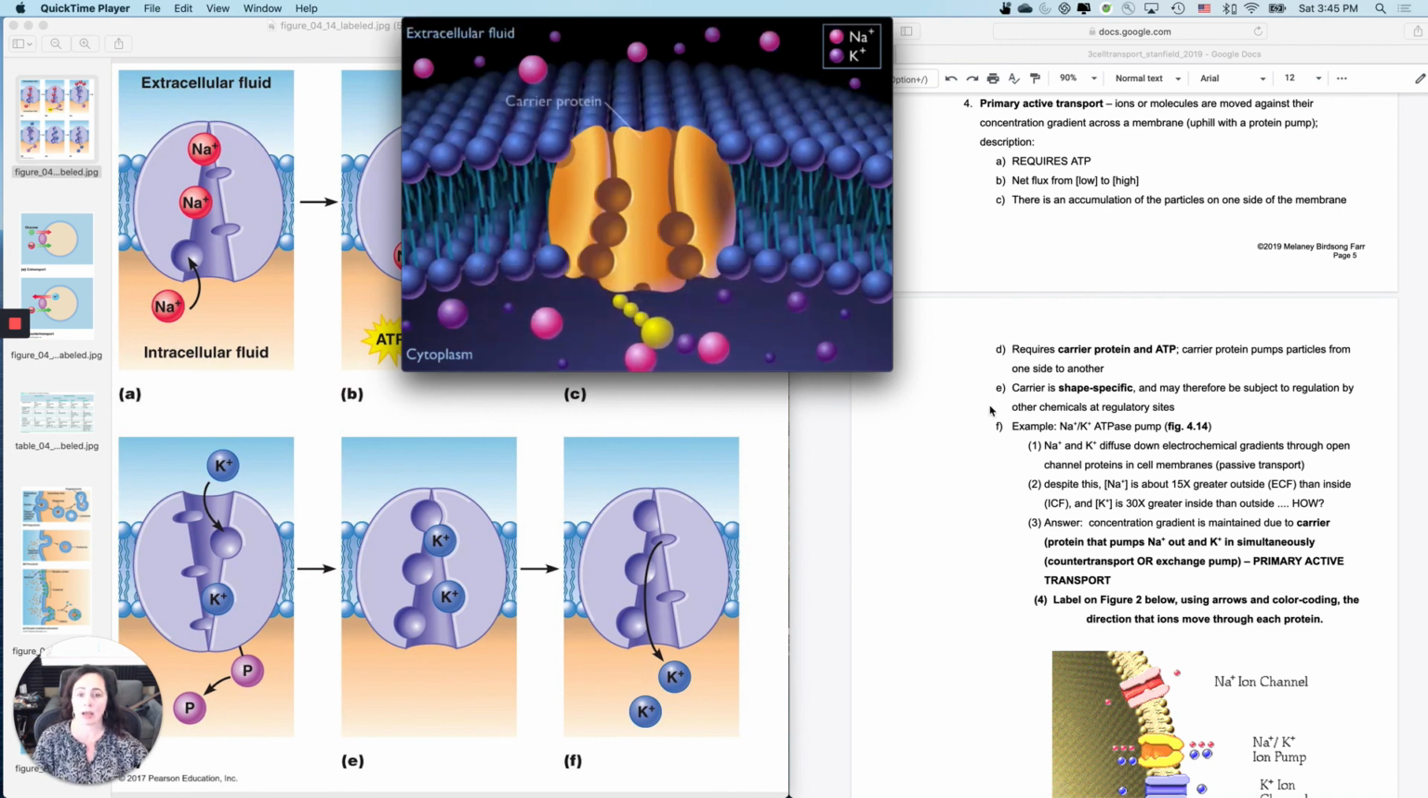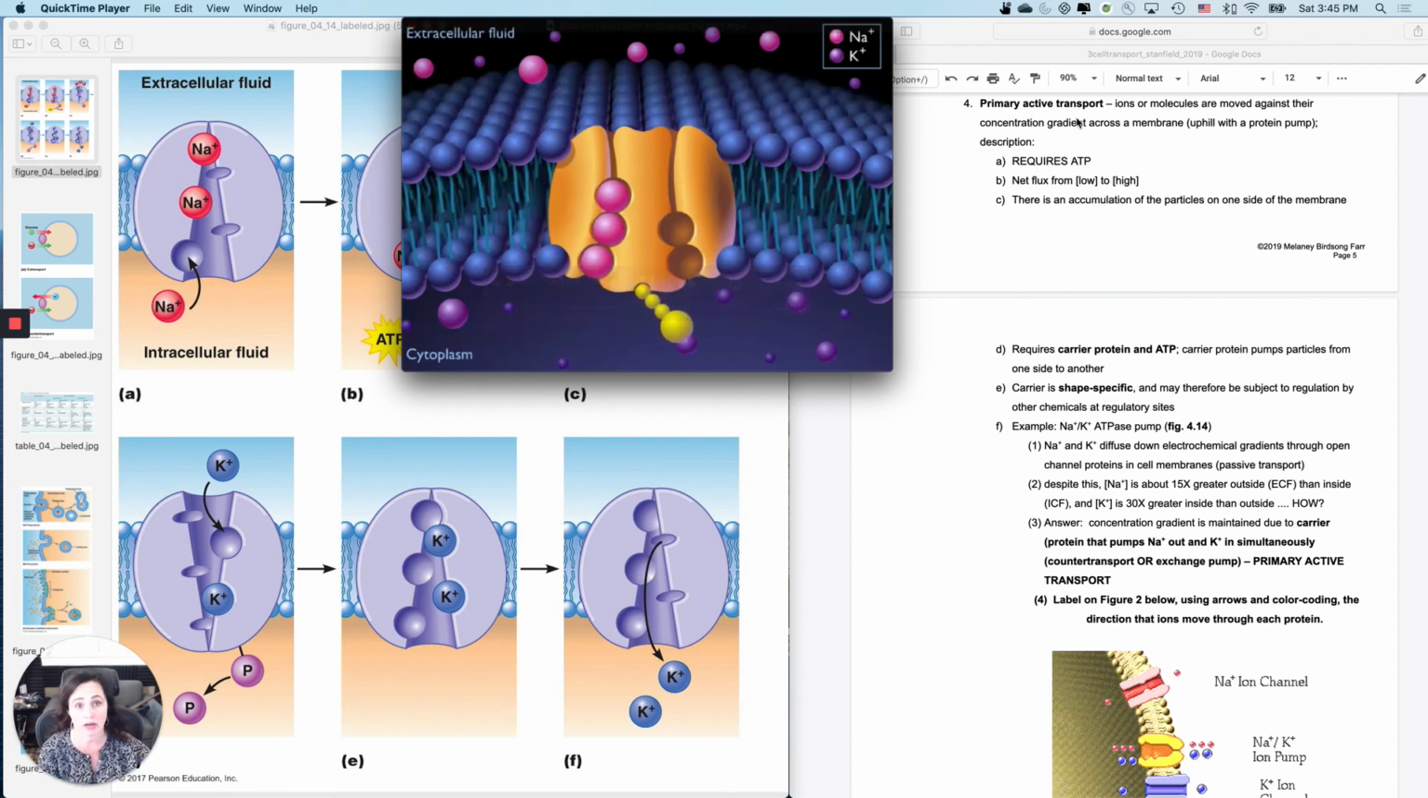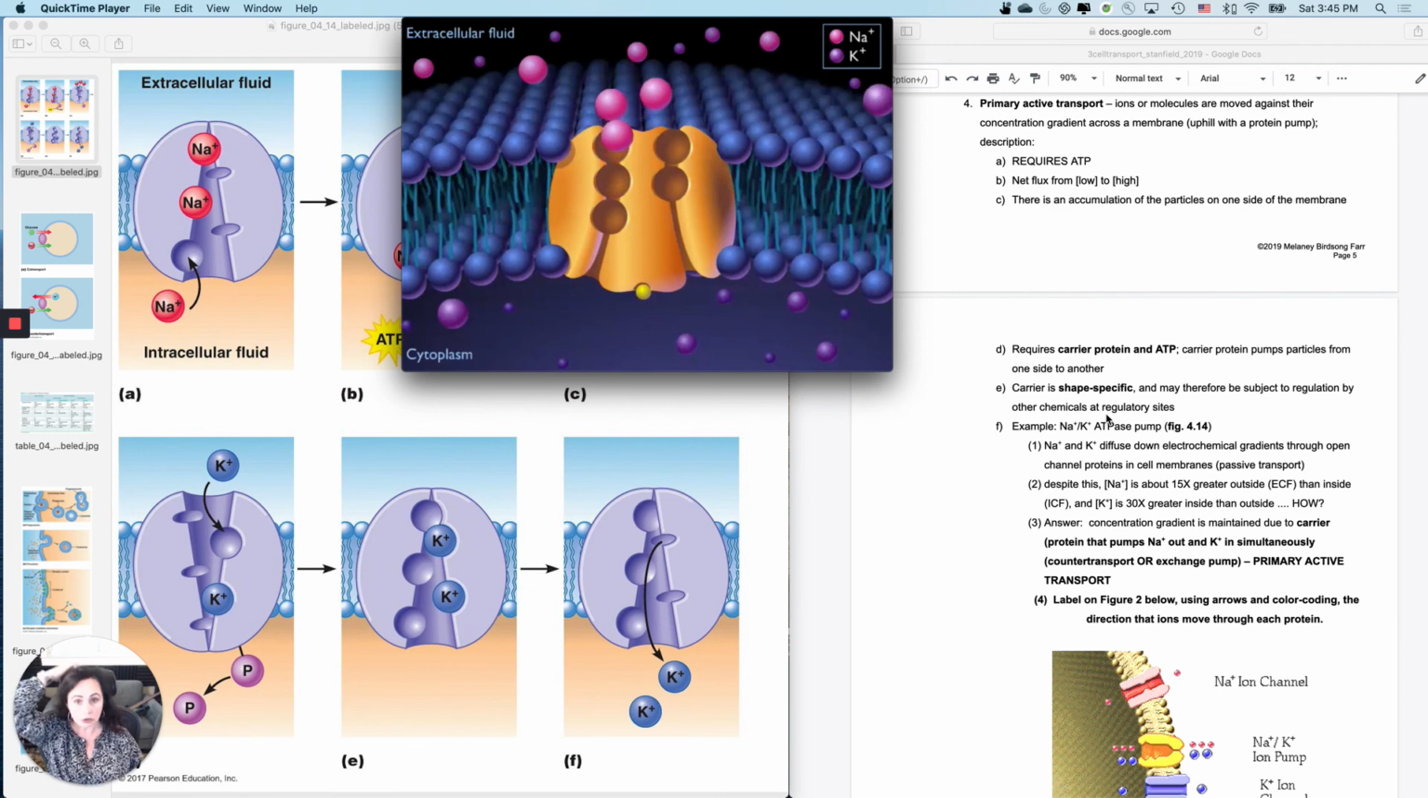Okay, now I will narrate the rest of it for you. So now you're looking at this carrier protein. I bet you can figure out what these three are for. Those are for sodium, which is represented here as this pink ball. And the two right here, those are for potassium. And then the one is for ATP. Phosphate binds, use that energy to push the sodium toward the extracellular fluid.